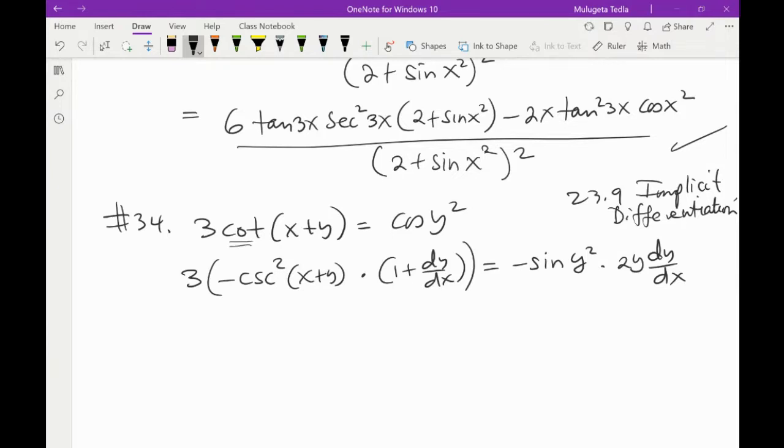So the derivative of cotangent is minus cosecant squared of the angle times the derivative of the angle. The derivative of x is 1, no problem. The derivative of y is dy by dx, period. Now on the right hand side, the derivative of cosine is minus sine of the angle, but the angle's derivative is 2y dy by dx. Remember, whenever we find y, we attach dy by dx because we don't know how y is related with x.